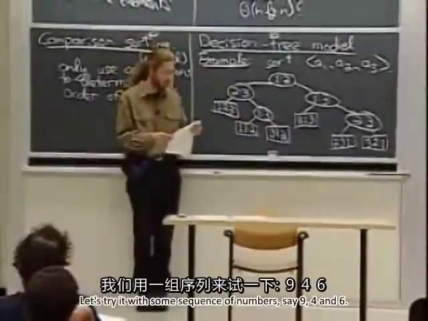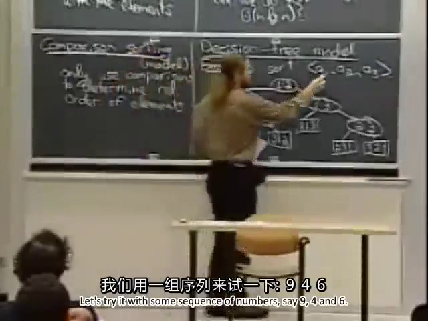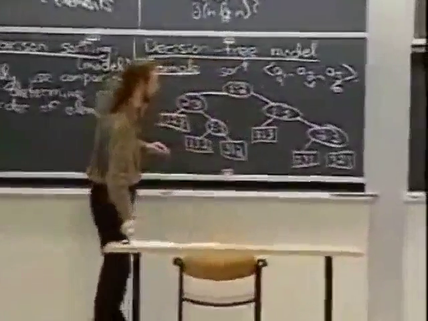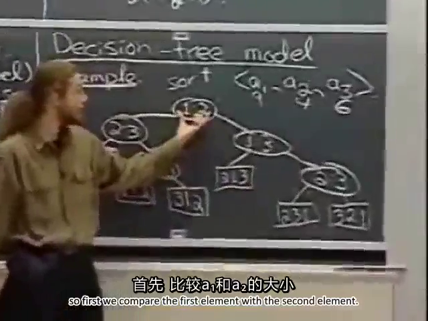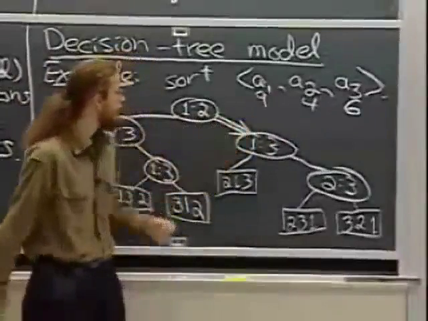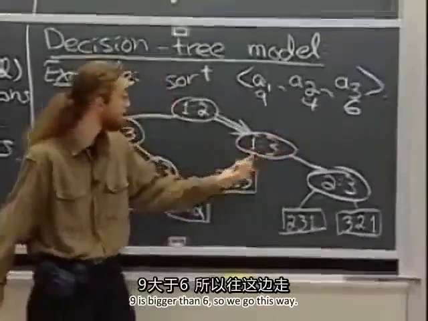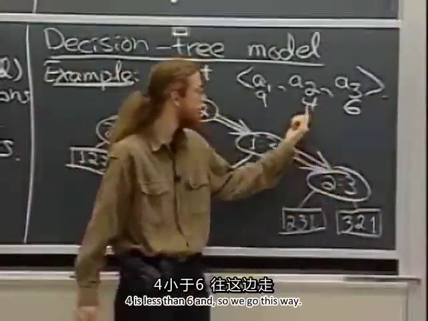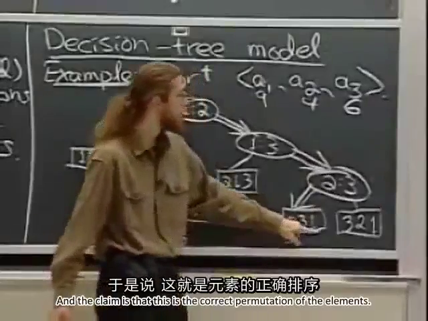So let's try it with some sequence of numbers, say 9, 4, and 6. So we want to sort 9, 4, and 6. First we compare the first element with the second element. 9 is bigger than 4, so we go down this way. Then we compare the first element with the third element. That's 9 versus 6. 9 is bigger than 6, so we go this way. And then we compare the second element with the third element. 4 is less than 6. And so we go this way. And the claim is that this is the correct permutation of the elements.